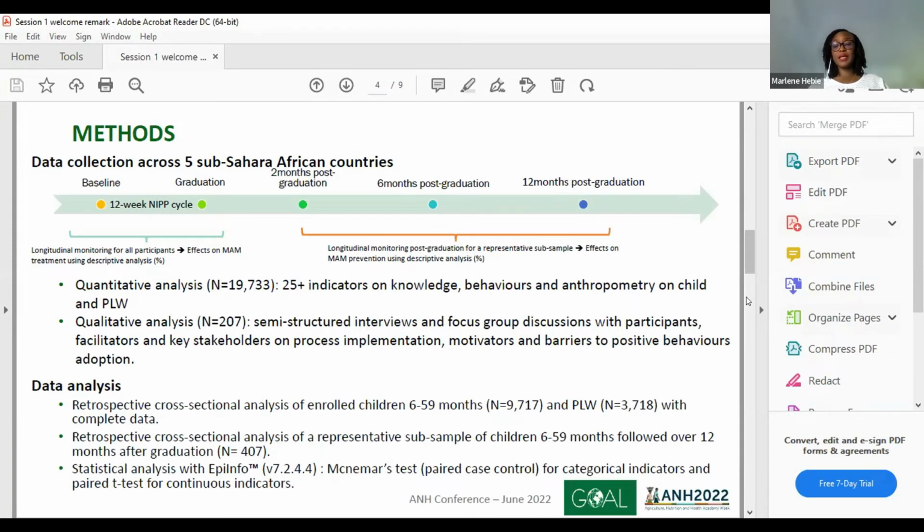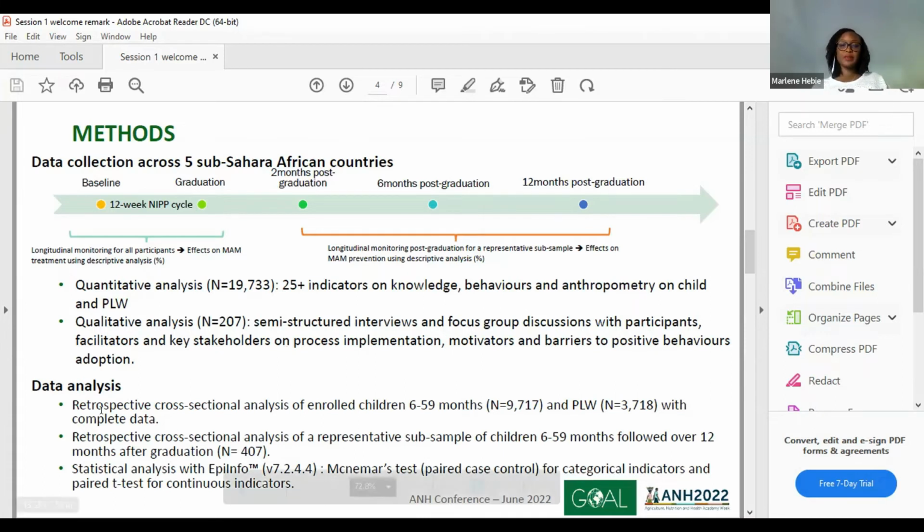So regarding the quantitative analysis, we analyze over 19,000 data and looking at more than 25 indicators, focusing on knowledge, behaviors, and anthropometry, with a focus on children under 5 years old and pregnant and lactating women. And from the qualitative side, we engage through semi-structured interviews and focus group discussions with more than 200 stakeholders, including female and male caregivers, but also the facilitators of the NIP groups and other strategic key stakeholders like Ministry of Health staff. And the focus of this qualitative review was really to look at process implementation, but also experience from the participant, as well as motivators and barriers to positive behavior adoptions.